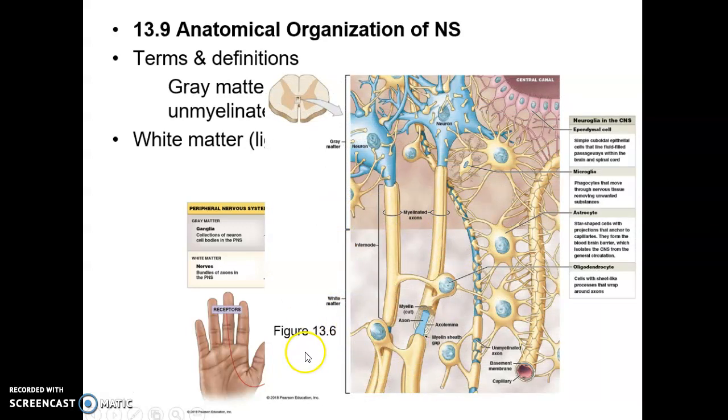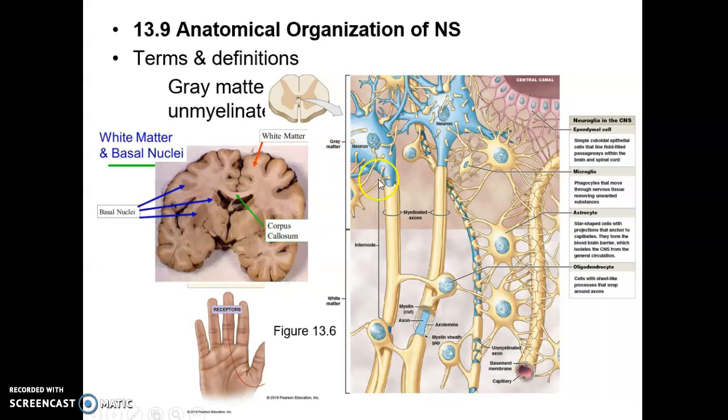This figure 13.6 in your textbook shows gray matter in the central nervous system, a whole bunch of cell bodies, and associated neuroglial cells, a little myelination, but most of this is unmyelinated tissue. And then the white matter, you have cell bodies and neuroglial cells, but a great abundance of myelinated axons, giving it a lighter color, lighter appearance than the darker gray matter.